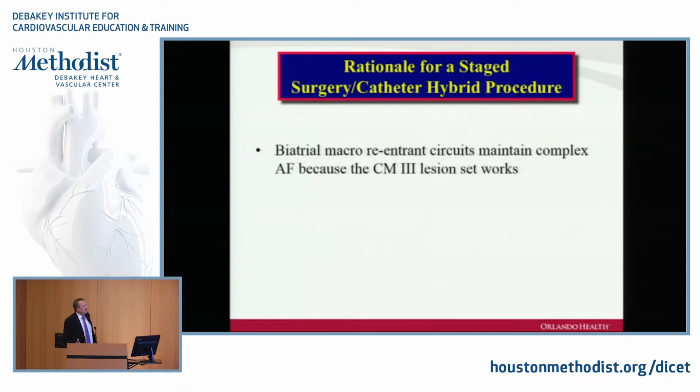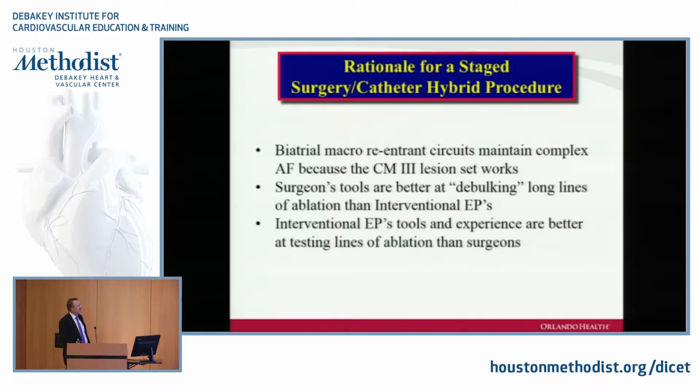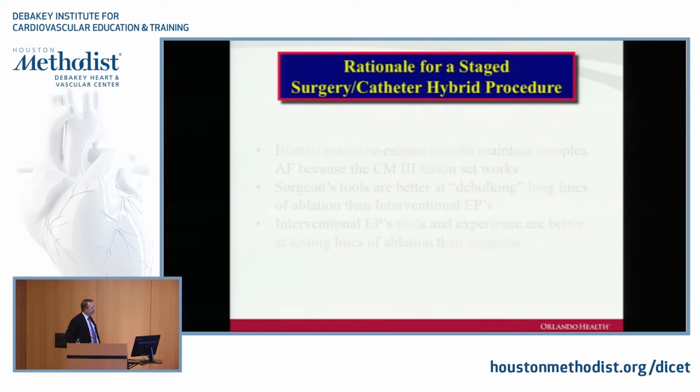Biatrial macro-reentrant circuits maintain complex atrial fibrillation because the Cox-3 lesion set works. Dr. Ad has just given you an excellent description of why that is true. So that, I believe, should still be the basis of any minimally invasive attempt epicardially to ablate AFib. Surgeons' tools are better at debulking these long lines of ablation than our EP colleagues, but their tools are probably better than ours at testing those lines to be sure that they're complete.